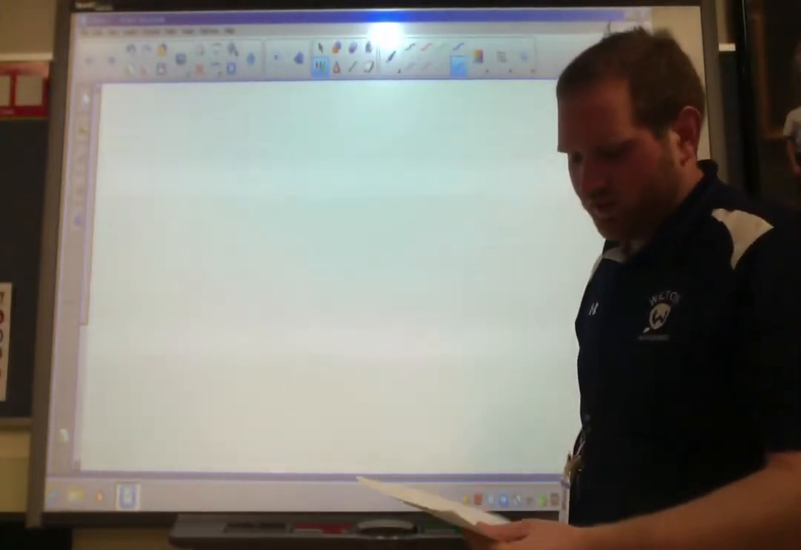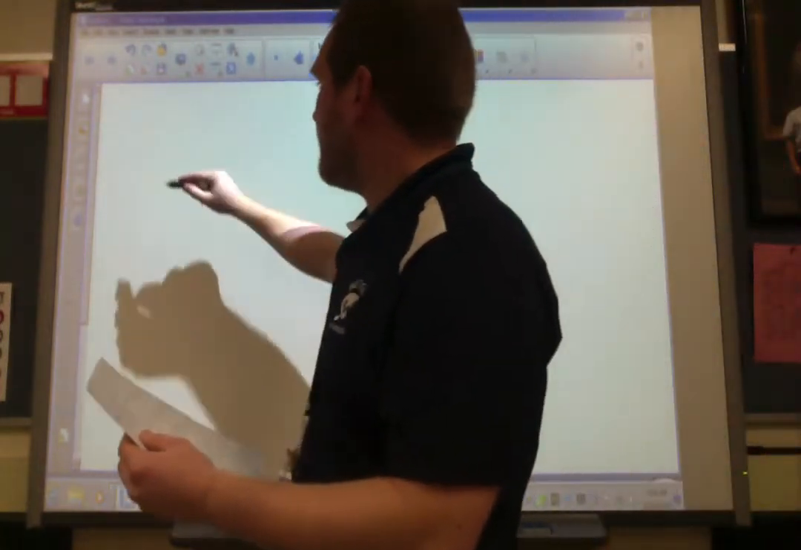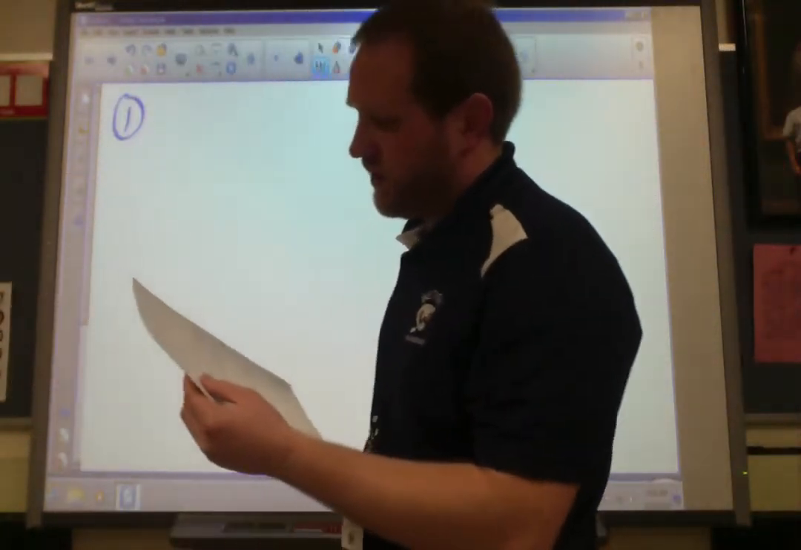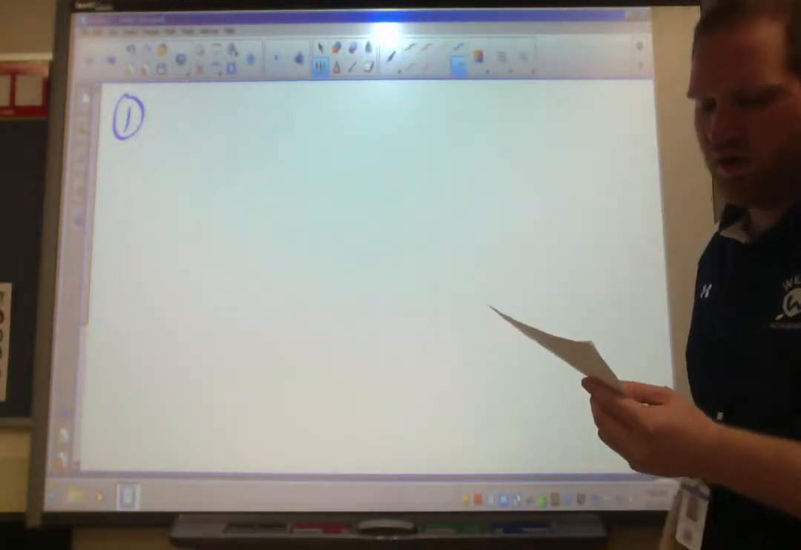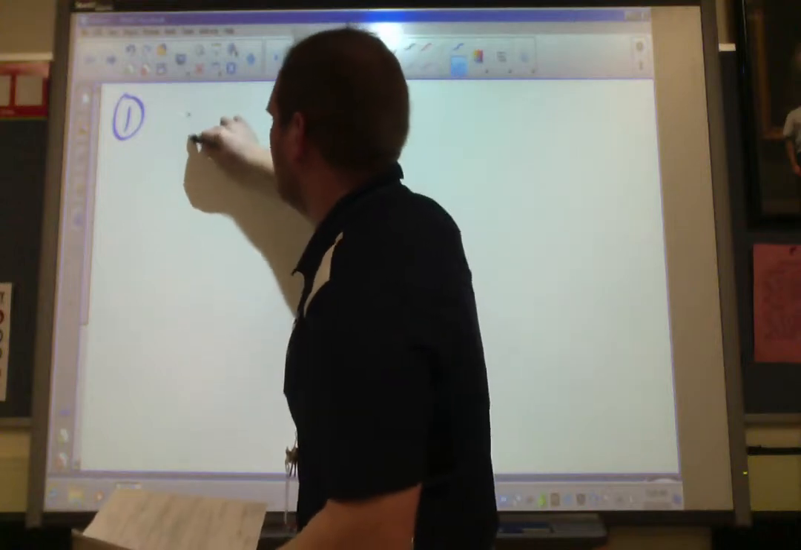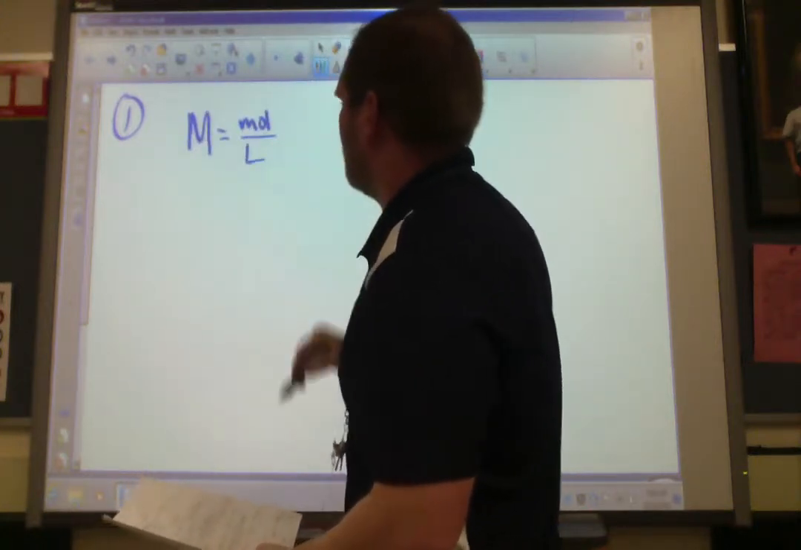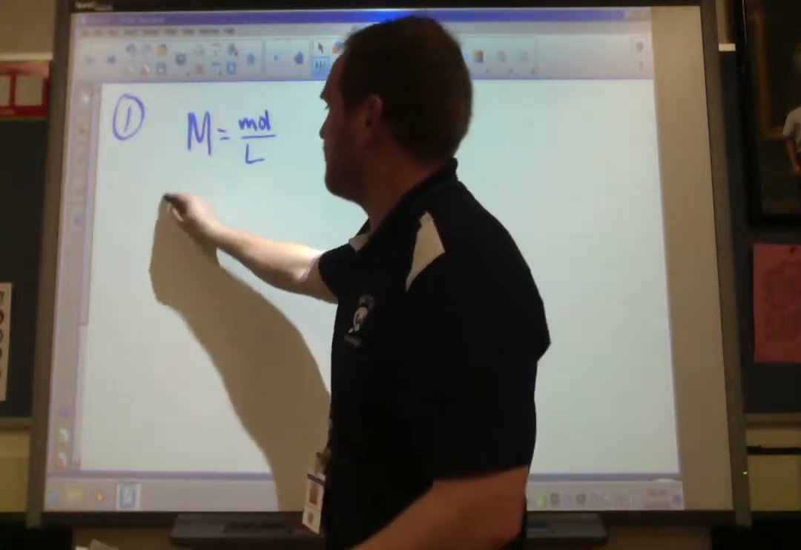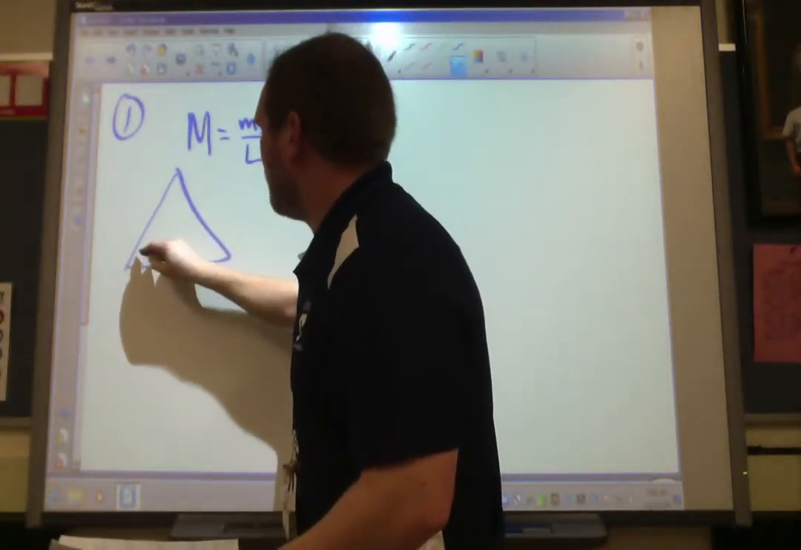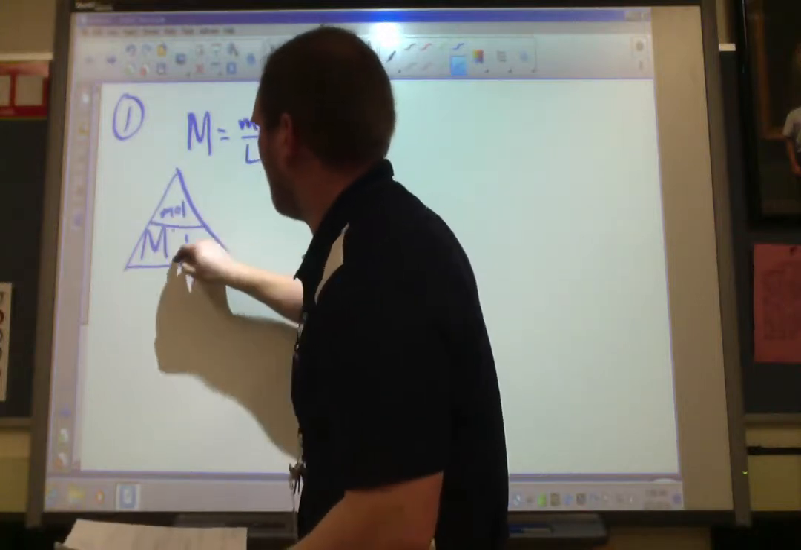So question 1, what's the molarity of a solution made from 16.2 grams of sodium sulfide dissolved in 200 milliliters of water? So these are your basic molarity questions. You got to memorize the formula. Molarity, capital M, equals moles per liter. And we've talked about putting that in this triangle where molarity is moles per liter, like that.